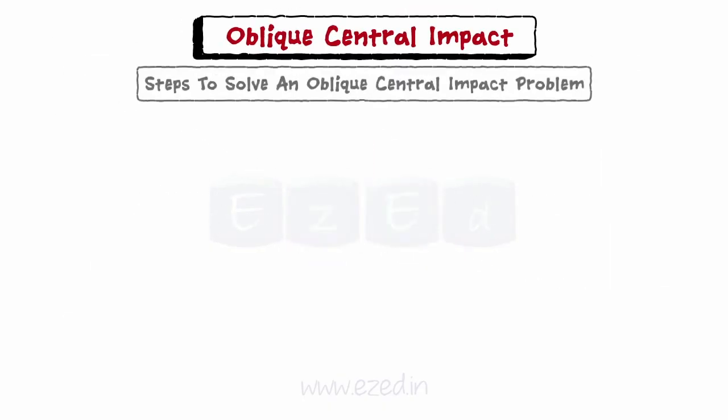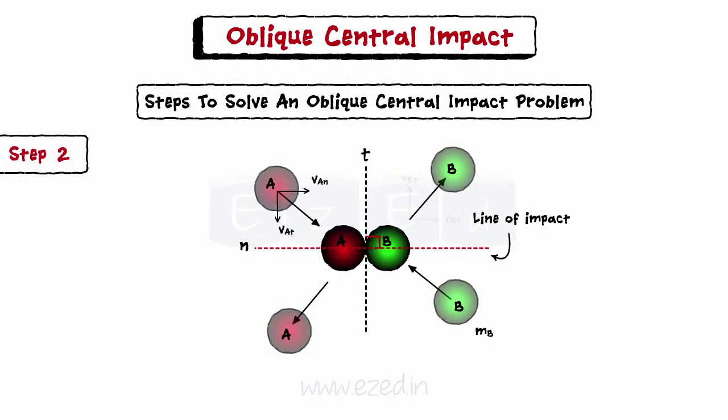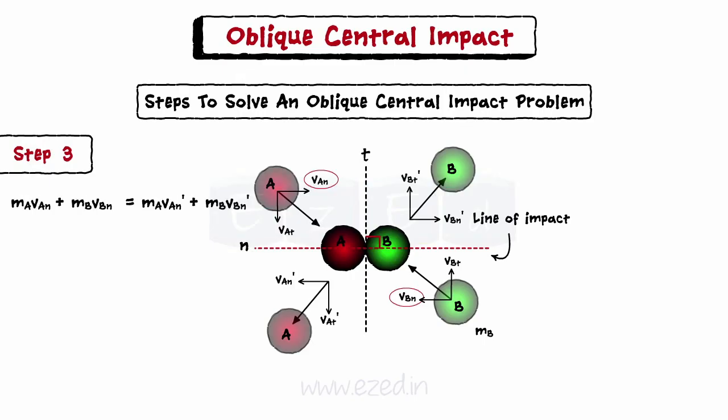Let us understand the steps to solve the problem on oblique central impact. Step 1. Let the line of impact be now called as normal direction of impact. Let its tangent be the direction perpendicular to the normal direction. Step 2. Resolve the initial velocities VA and VB along the normal and tangent direction so as to get their components. Step 3. Work as direct impact problem in the normal direction and take only initial velocities. Use conservation of momentum and coefficient of restitution equation and find velocity component after impact.